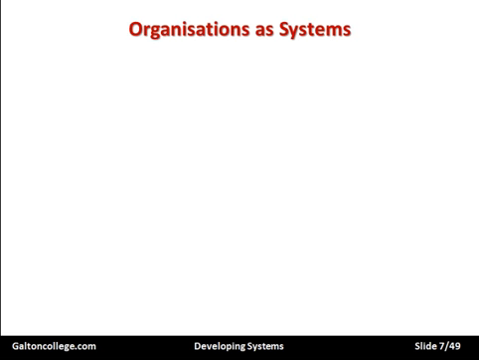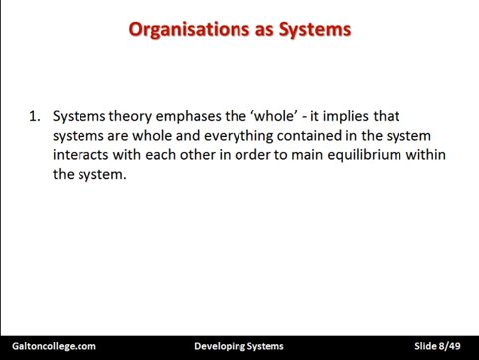So let's look at organizations specifically as systems. Systems theory emphasizes the whole being the whole system. It implies that systems are whole and everything contained in the system interacts with each other in order to maintain equilibrium in the system. So all the various subsystems within the system all work together, all cooperate, and all support each other to try and maintain an equilibrium, but try to maintain the system.